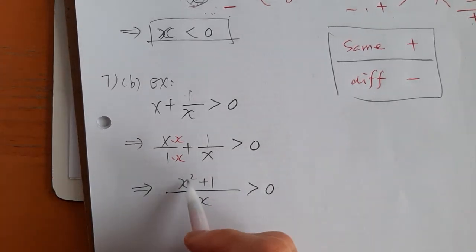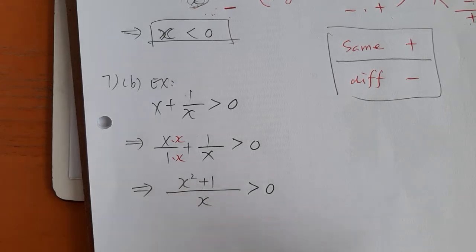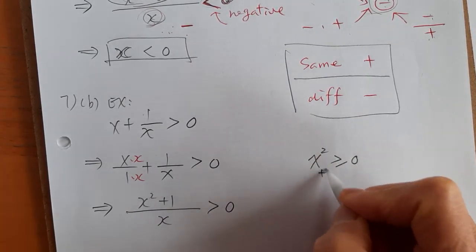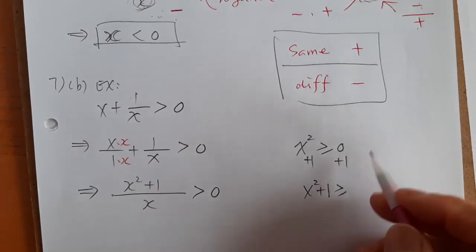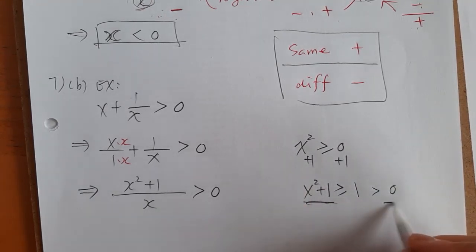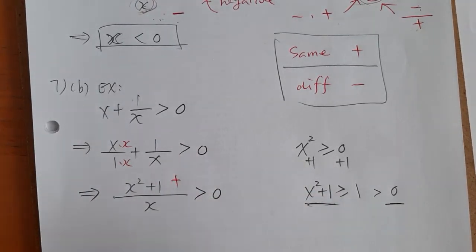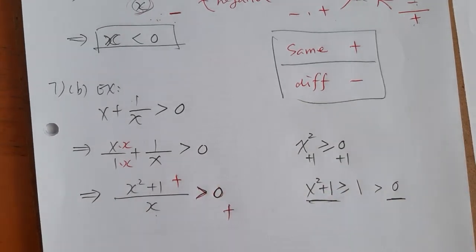Now, x squared after squaring is positive or 0, never negative. Add 1, it becomes always positive. Any number x squared is greater than or equal to 0, then you add 1 on both sides. You get x squared plus 1 is greater than or equal to 0 plus 1, which is 1, so it's going to be greater than 0. So x squared plus 1 is positive. So for this, the numerator is positive, and the denominator is going to be positive. Greater than 0 means positive.